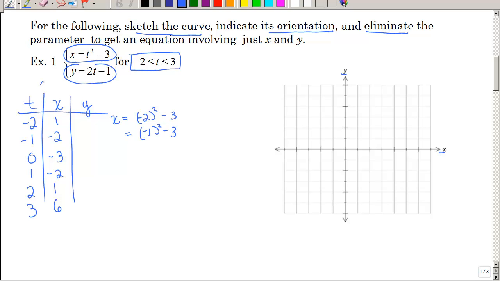Now we're going to put those same t values in for y. Right? So we have y equals 2 times -2 minus 1. Then we have y equals 2 times -1 minus 1. And then keep going.